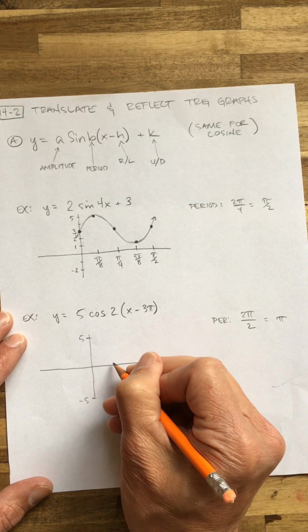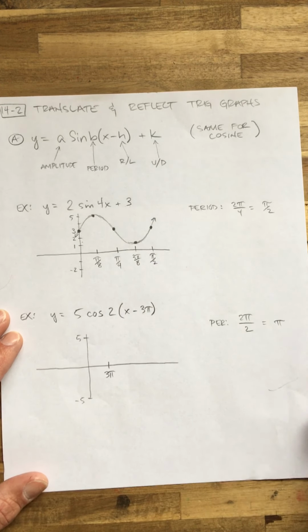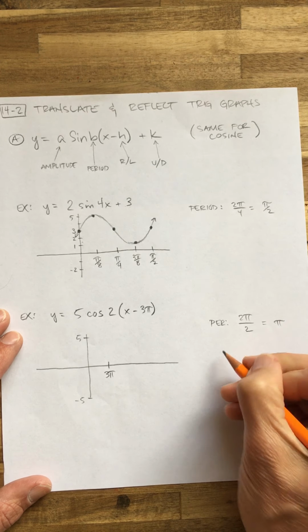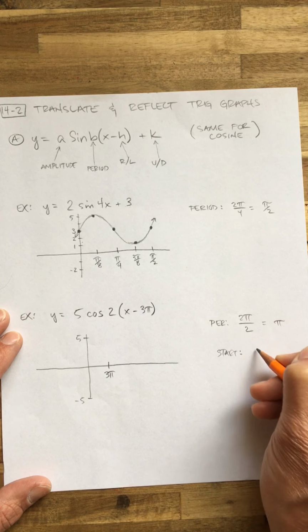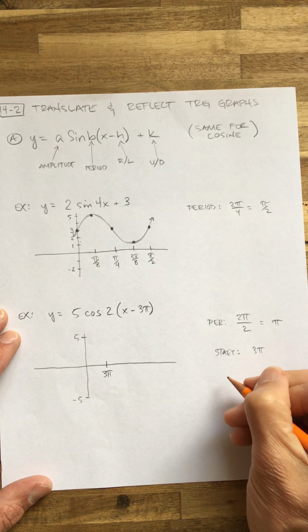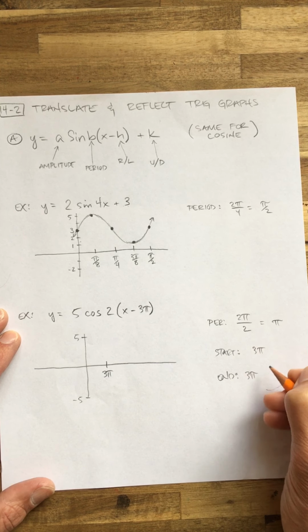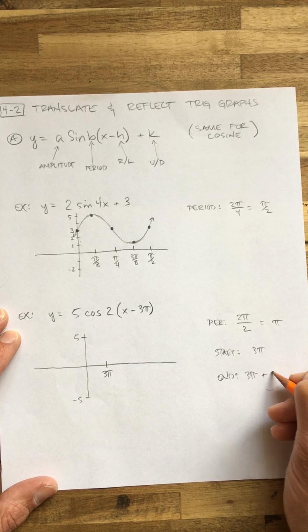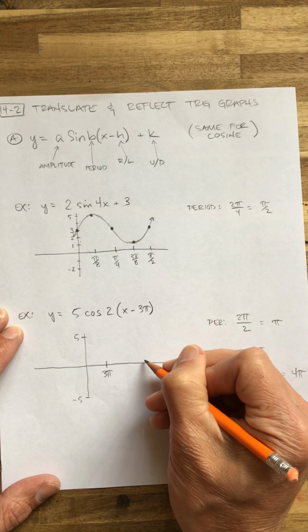So I'm just going to go ahead and start with 3 pi. I'm just going to put a 3 pi right here, okay? All right, now, that's where I'm starting, okay? I'm starting at 3 pi, but because my period is pi, to get my end point, I have to go 3 pi plus the period, which is pi, and that equals 4 pi. So that's where I'm going to end. I'm going to end at 4 pi.